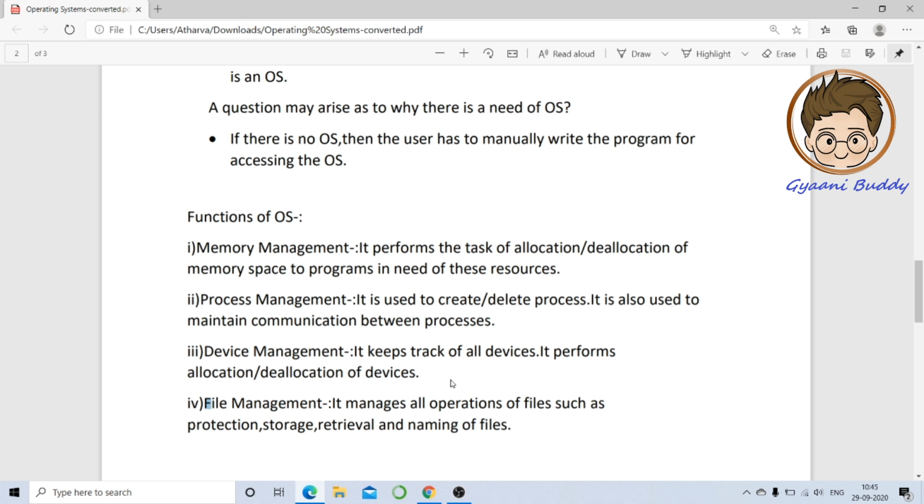Third is device management. It keeps track of all the devices. It performs allocation or deallocation of the devices. Fourth function is file management. It manages all operations of files, such as protection, storage, retrieval, as well as naming of files. Now, a shortcut which I had developed in order to remember these functions is, we just look at the acronyms M, P, D and F. So, this is a PDF which I am right now sharing with you. So, PDF and M stands for my. So, my PDF. In this way, you can remember all the core functions of the operating system.